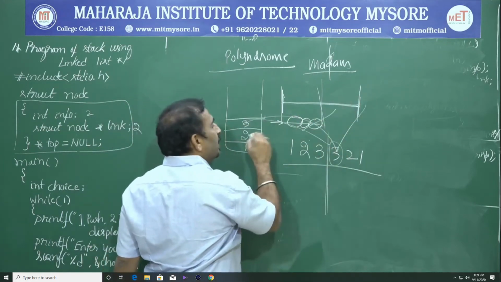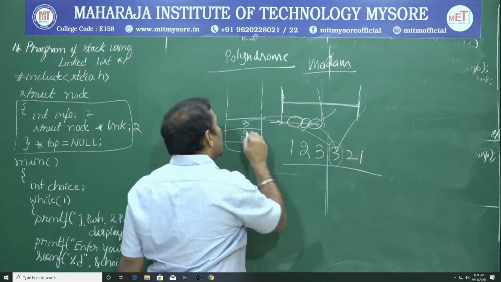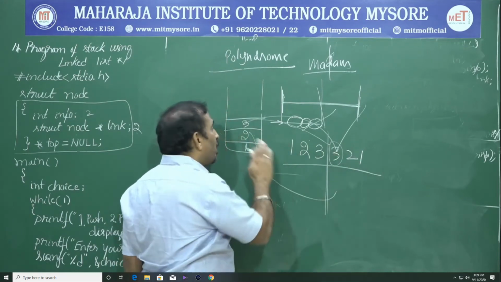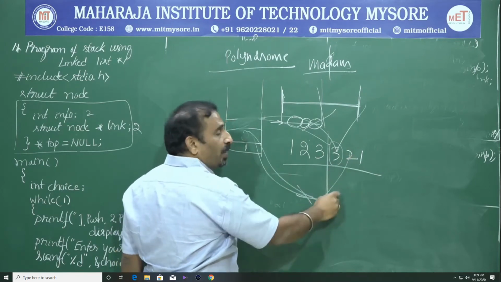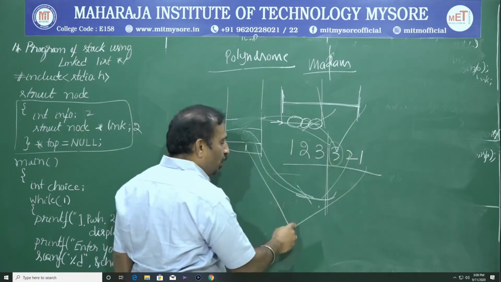Next, go to the next element this side. Then take out one element from the stack, do the pop. So 3 has gone. Now 2. Then take out 1 and take out 1 from this.